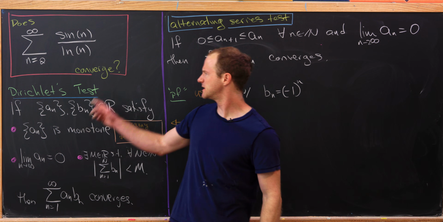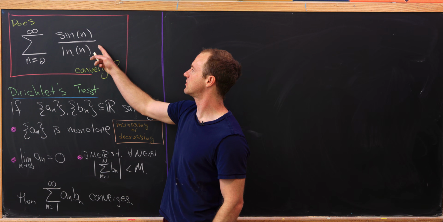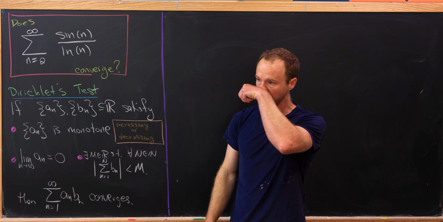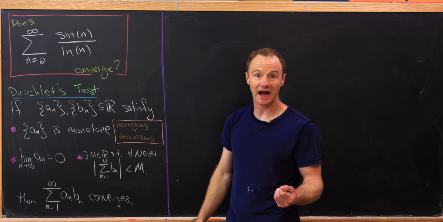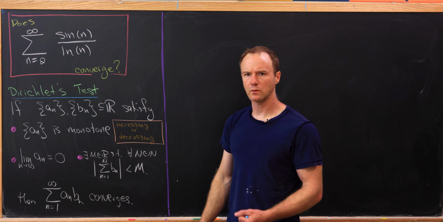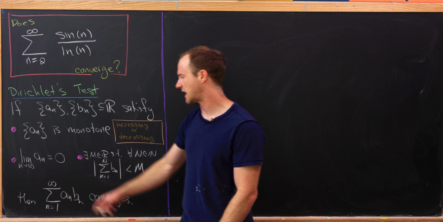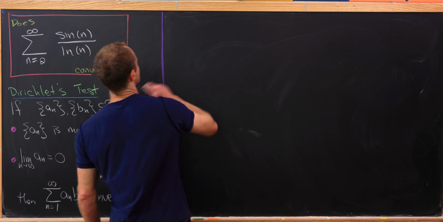Okay, so now let's jump into our main question. Okay, so the first thing that we need to do is figure out who's playing what role here. So of course, one of our sequences will be the sine of n, and the other one will be 1 over the natural log of n. Well, which one of those is monotone and has a limit that's 0? Well, it's 1 over the natural log of n. So let's write that down.